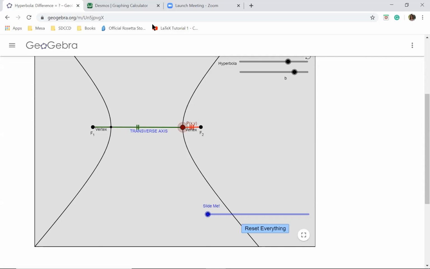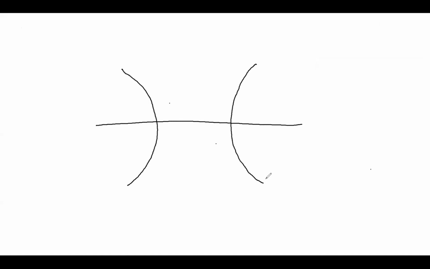So let's draw two hyperbolas like this, and then our vertex point is here, and then let's put our focus point here. And we were wanting to see what the difference between this length is.